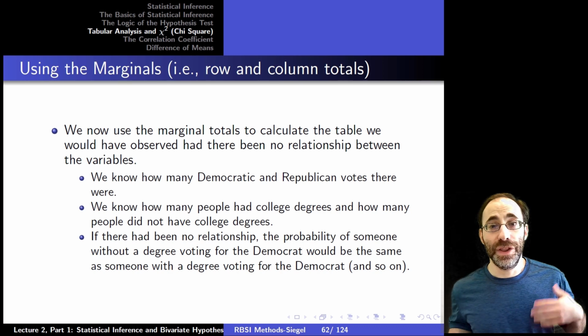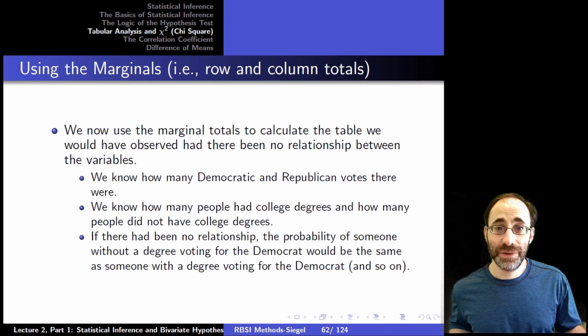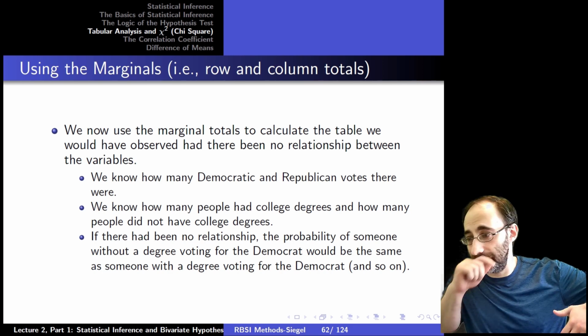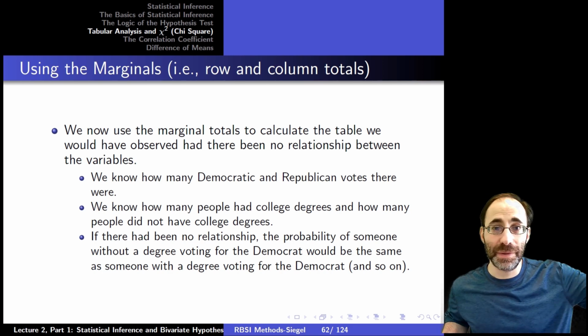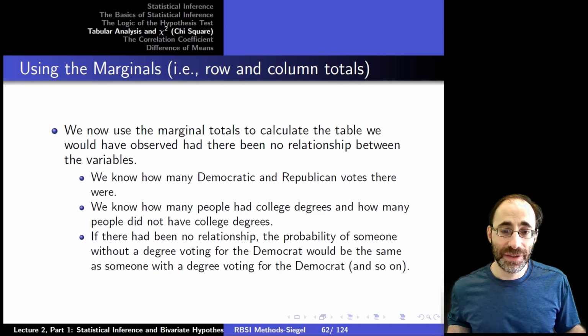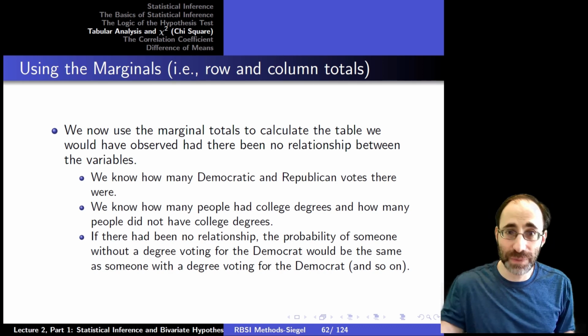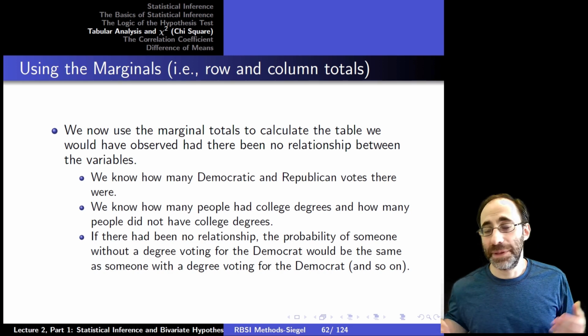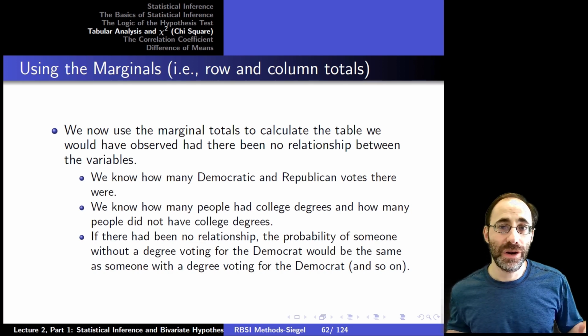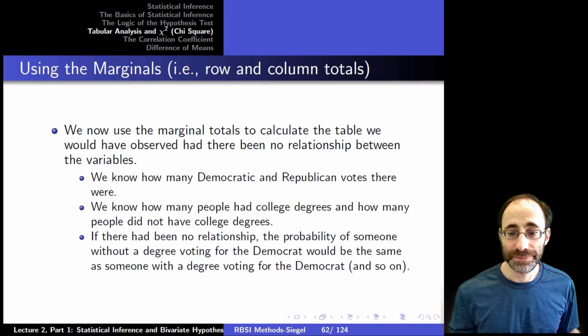So if one-third of all my voters had college degrees, then we should split them between Democratic and Republican voters without regard to anything else. And if two-thirds had non-college degrees, then we split them as well. We split them up based on the total number of individuals who are Republican and Democratic voters in our sample.